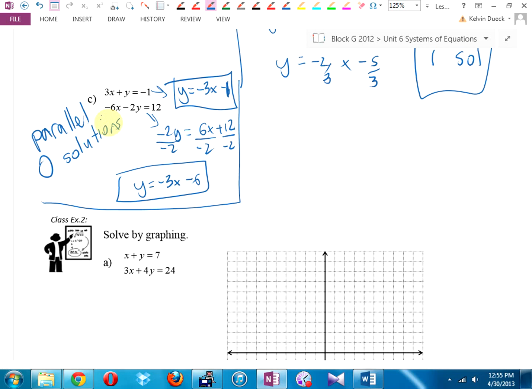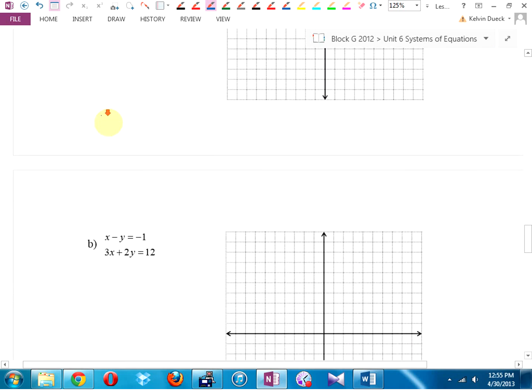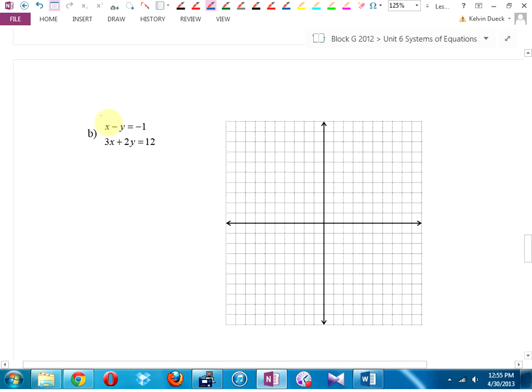Example 2. Example 2 says solve by graphing. Have we done a bunch of solve by graphing? Yes. All I care, I'm not even going to do this. Look at the equations. Do you think they cross, overlap, or are parallel? Take a look at them. I think I can do some of the math in my head. If I try and write it in slope-intercept form in my head, they're going to cross somewhere. Skip it. What about B?